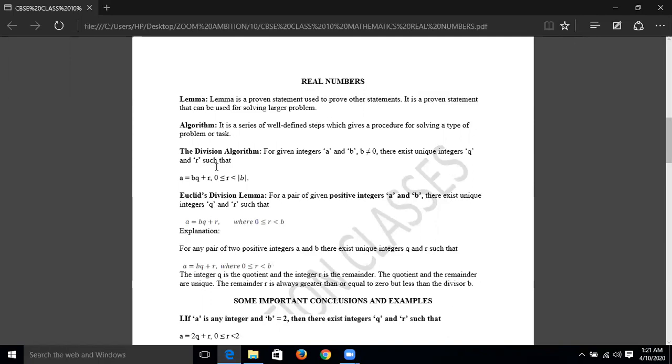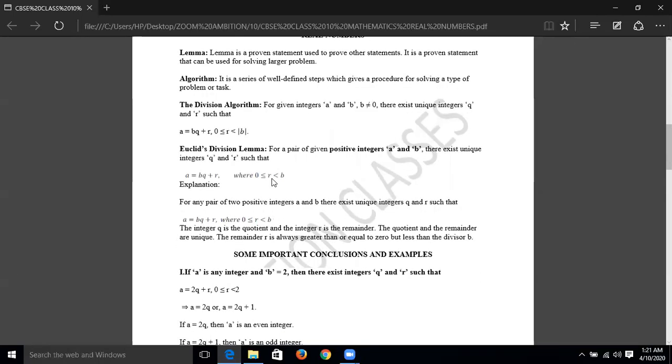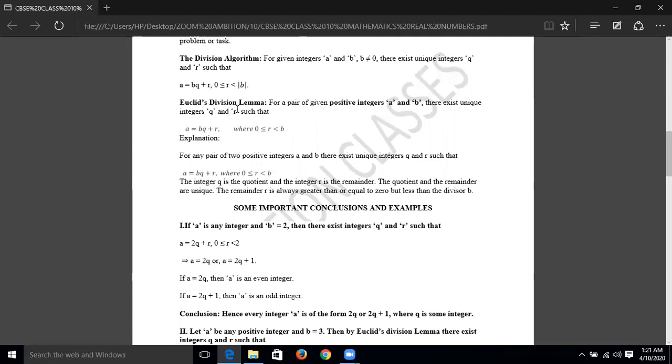Now, the division algorithm. For given integers a and b, where b is not equal to 0, there exist unique integers q and r such that a equals bq plus r, where r is greater than or equal to 0 but less than modulus b. Now, we have to concentrate on this point, Euclid's division lemma. For a pair of given positive integers a and b, there exist unique integers q and r such that a equals bq plus r, where r is greater than or equal to 0 but less than b.